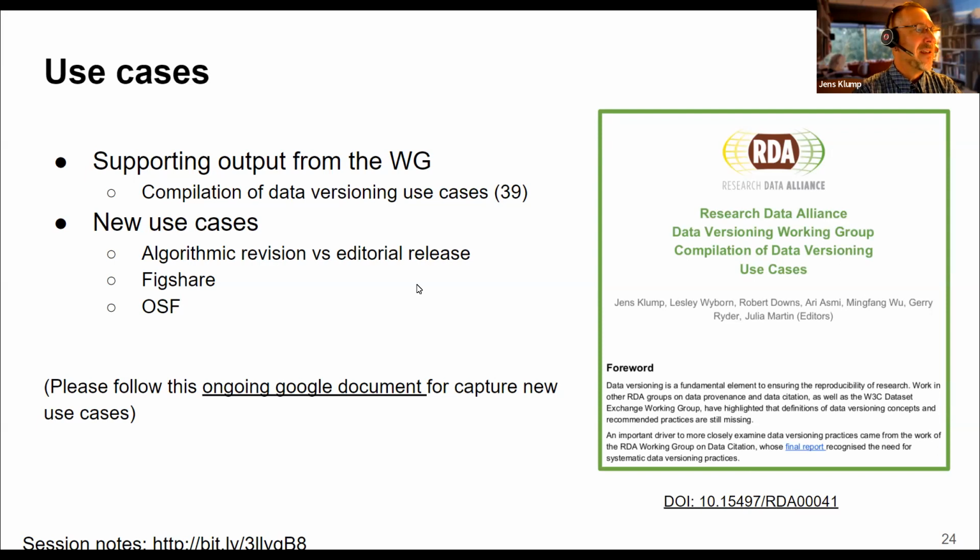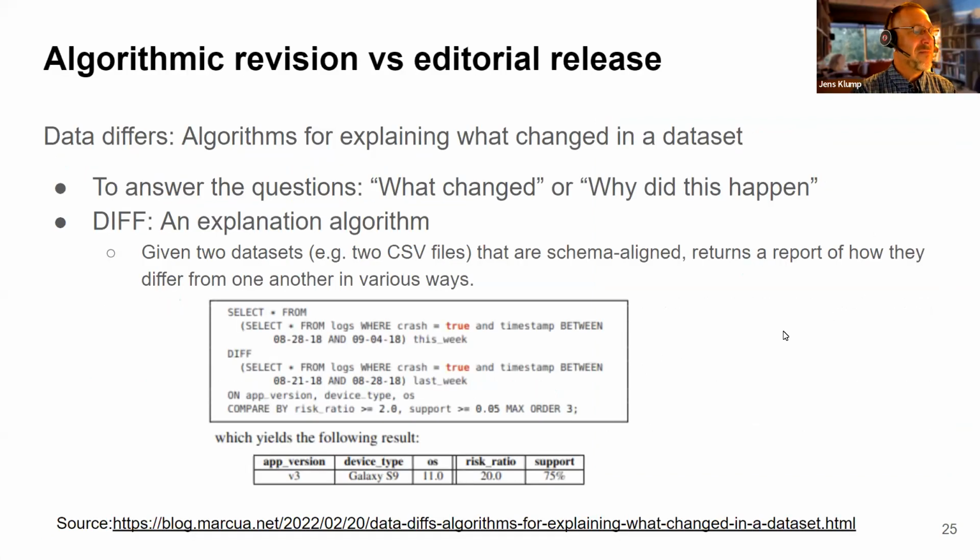So let's look at them. One of them that we discussed in a smaller subset of the group was the difference between algorithmic revision and editorial release. This is something that we already touched upon in the original report, but it's something that has surfaced again in a blog post that's referenced at the bottom of the slide about algorithmically finding changes in data sets, and an algorithm to explain what has changed.